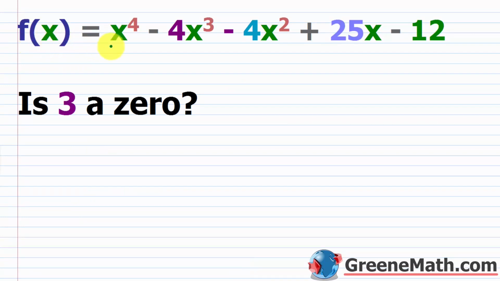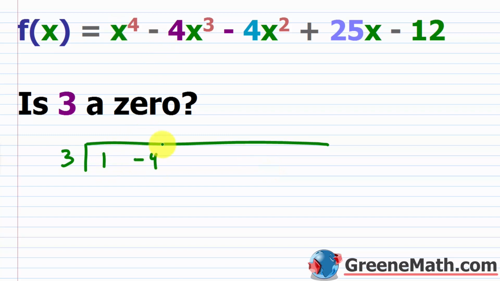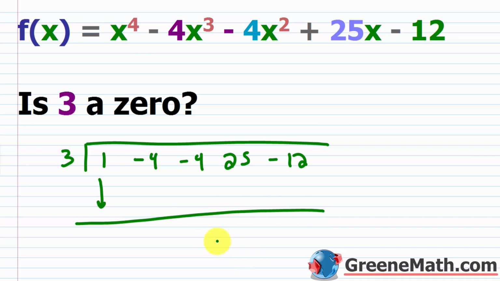So we have f of x equals x to the fourth power minus 4x cubed minus 4x squared plus 25x minus 12. We're asking, is 3 a 0? In other words, would the point (3, 0) be on the graph of this function? Would it be an x-intercept? One of them. So what we would do is just use synthetic division to see if this is true or not. So we put a 3 here, and then we set this up as we normally do. So we'd have a 1, we'd have a -4, we'd have another -4, we'd have a 25, and then we'd have a -12. Okay, drop this down, and then we can get started. So I have a 1 here, and 3 times 1 is 3.